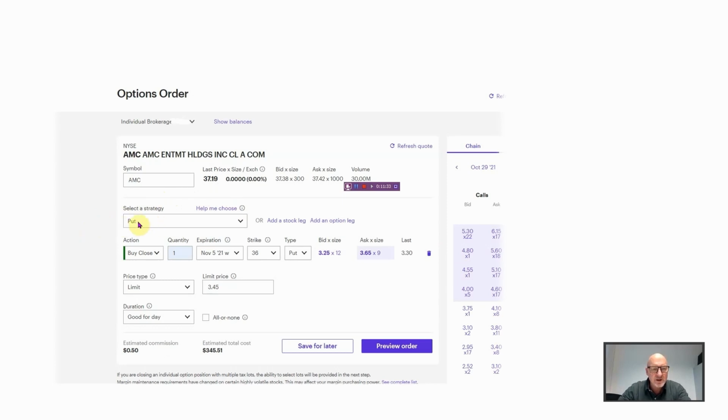Here's your strategy. It's a put. You want to buy to close the put. All right, again, the expiration date, the strike price, the put, and there's the bid ask. Now, if you bought to close the very same options that I just sold, you would have to pay estimated total cost, $345. Then you do the preview order, and then you do the place order.